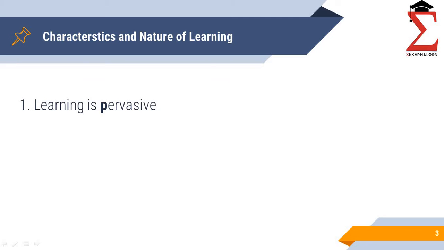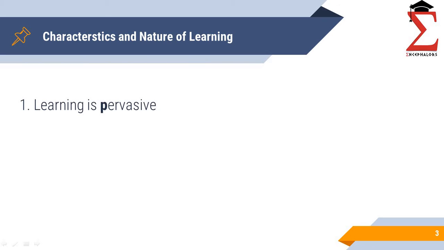And we will see the first and foremost characteristic and nature of learning is that it is pervasive. Now what do we mean by pervasive? It means that you cannot restrict learning. You cannot say that learning is a limited thing in a classroom or in a school. No, the learning or the knowledge we gain, we implement throughout our lives. So learning doesn't have any boundaries or borders.